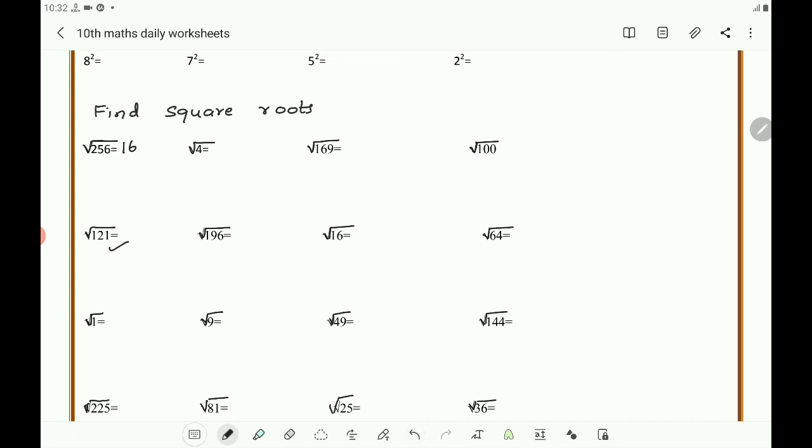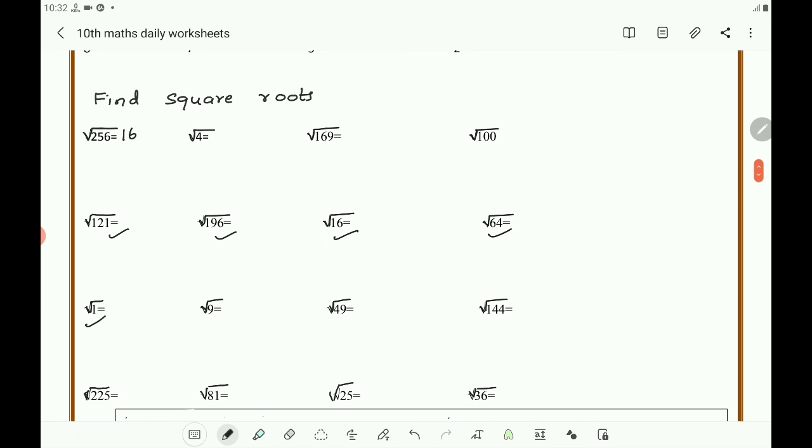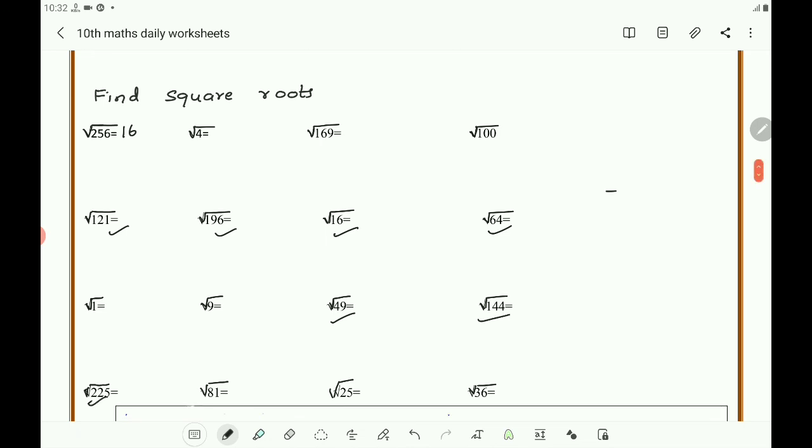Similarly, square root of 121, square root of 196, square root of 16, square root of 64, square root of 1. What is the square root of 1? You know that 1 square equals 1, therefore square root of 1 equals 1. So you must write here 1. Then square root of 9. You know that 9 is the square of 3, so square root of 9 is 3. Then square root of 49, square root of 144, square root of 225, square root of 81, square root of 125, square root of 36.